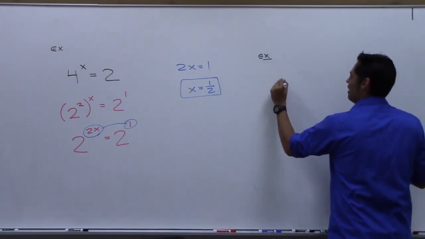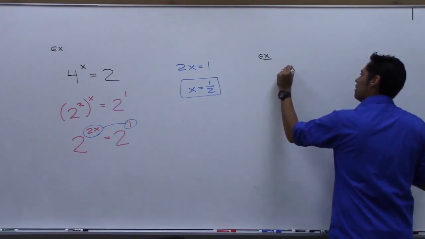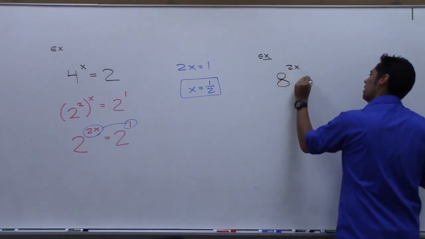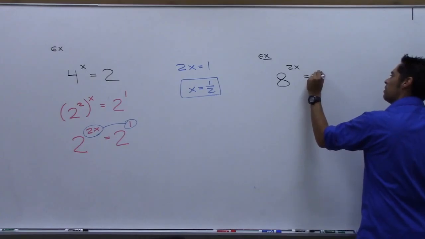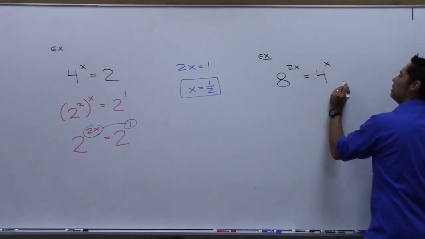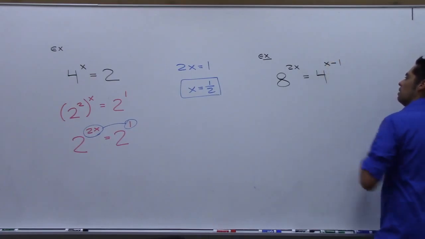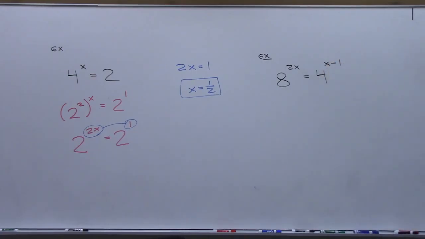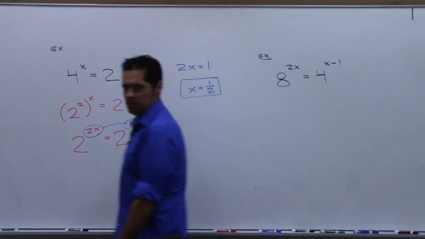8 to the 2x equals 4 to the x minus 1. So no one's going to tell me what that answer is just by looking, I don't think.